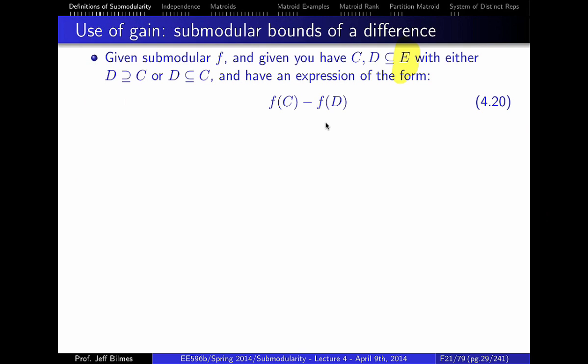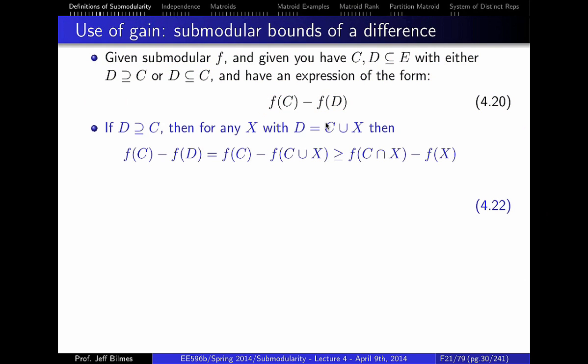Okay, so we've got two subsets, C and D, and we have that one of them is contained in the other. Now, thanks to the submodular property, we can take this difference, and regardless of which one is contained in the other, we can get a lower bound on that difference.